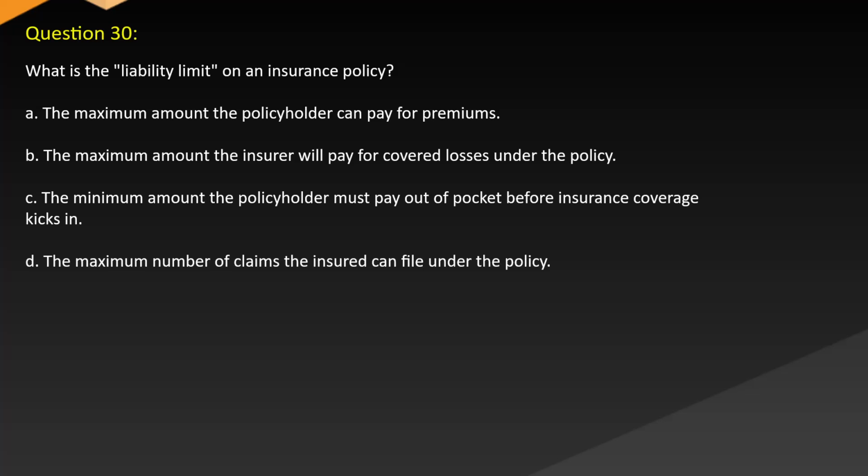Question 30. What is the liability limit on an insurance policy? A. The maximum amount the policyholder can pay for premiums. B. The maximum amount the insurer will pay for covered losses under the policy. C. The minimum amount the policyholder must pay out of pocket before insurance coverage kicks in. D. The maximum number of claims the insured can file under the policy.